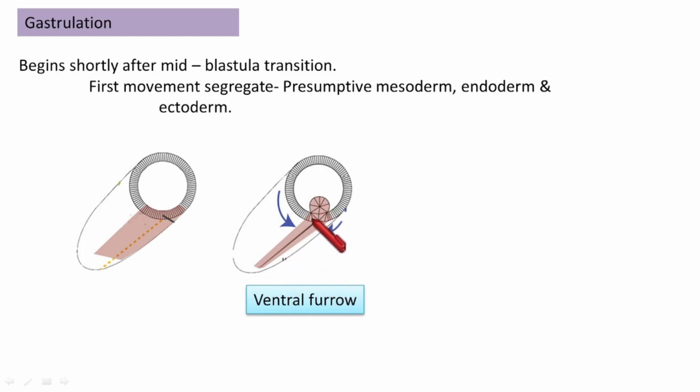And this ventral furrow later pinches off from this ventral side and will form a ventral tube inside the embryo. Okay, and after that the endoderm invaginates.